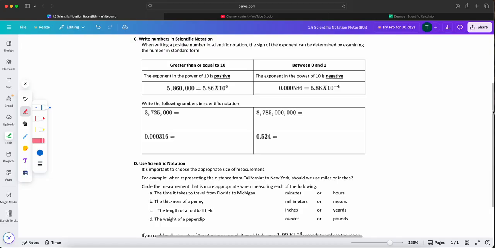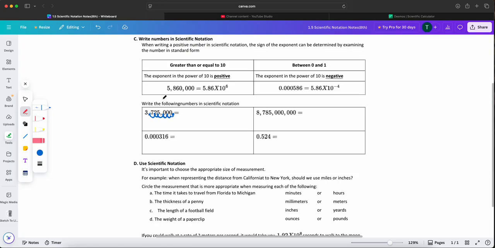So they gave us 2 examples here, and then they want us to use this to answer these next 4 questions. So if I look at 3,725,000, that's a big number. So I'm going to have a positive exponent. So then to figure out what this is going to be, our exponent always starts here in the back if it's not written, and then you move it. So if I move it, I go 1, 2, 3, 4, 5, 6.